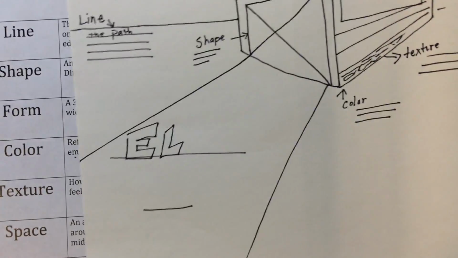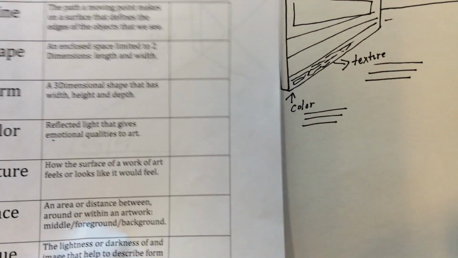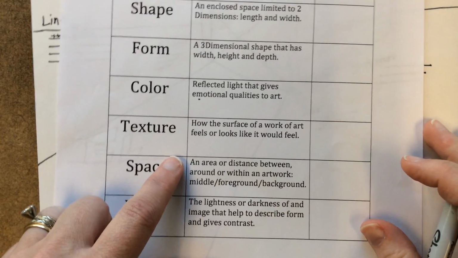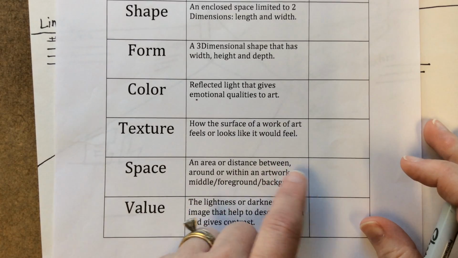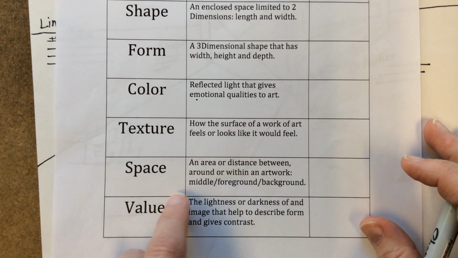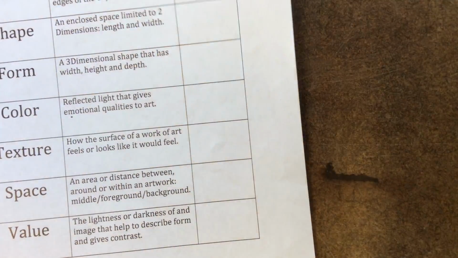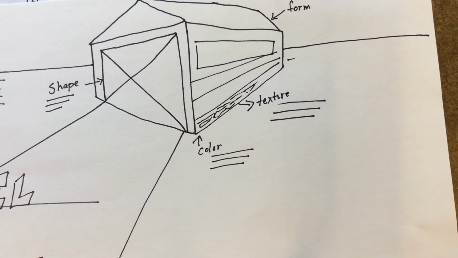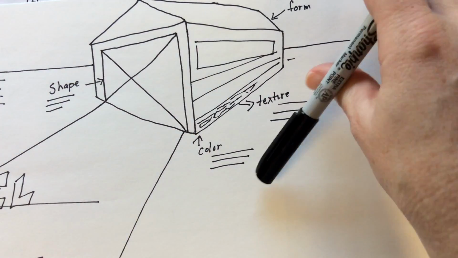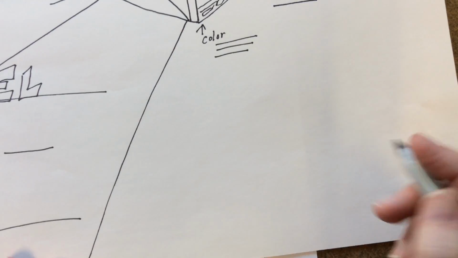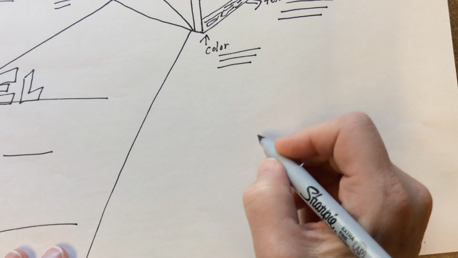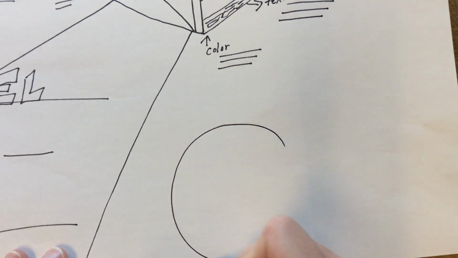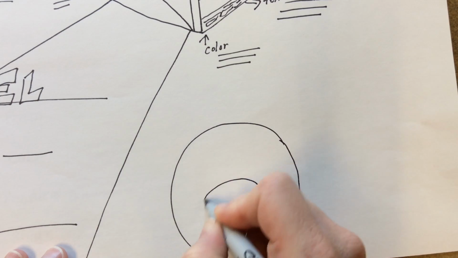Okay. Now space. Space is a little more complex. Space is the area or distance between, around, or within an artwork. Foreground, middle ground, and background. How that works is you need to have something in the front. So on our picture, we need to do something in the front. So let's do a quick pig. Very quick.